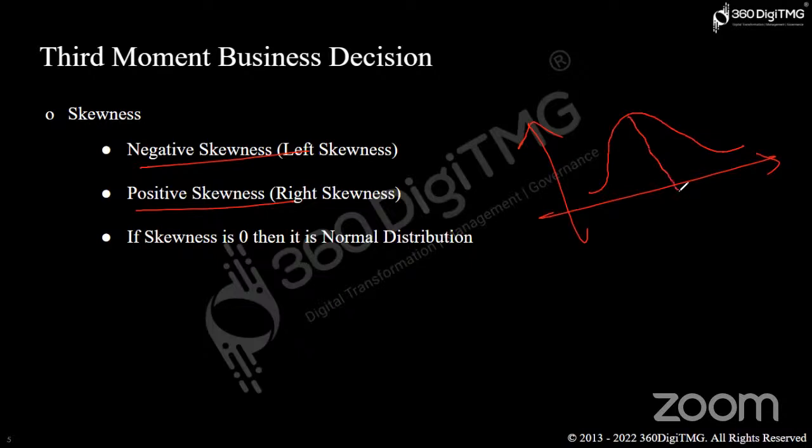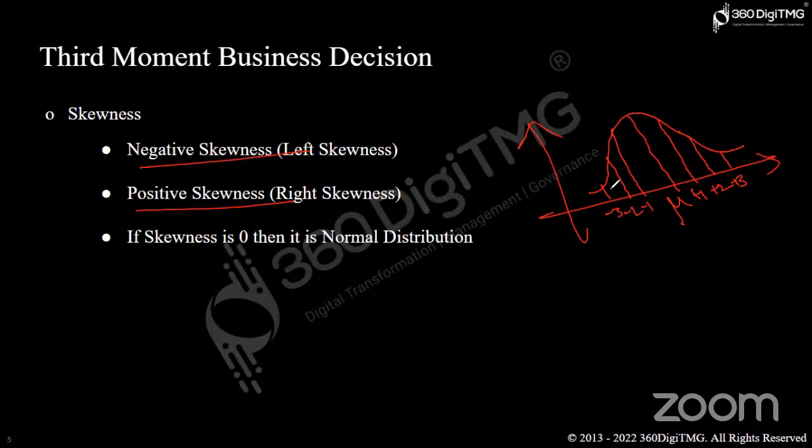So this is the mean, and this is 1, 2, and 3. So this is +1, +2, and this is +3. So it is moving towards the left side. It becomes -1, -2, and -3.